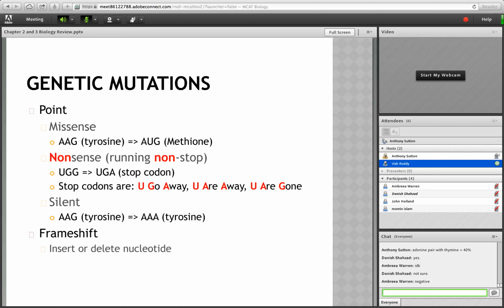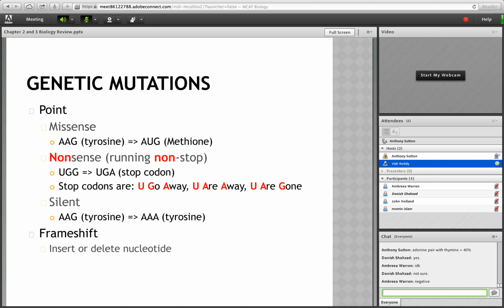A nonsense mutation is, once again, a point mutation with a single nucleotide change. So here you have UGG, and you go from UGG to UGA. UGA is one of our stop codons. So anytime that you produce a stop codon, that's called a nonsense mutation. One way to remember a nonsense mutation is non-stop.